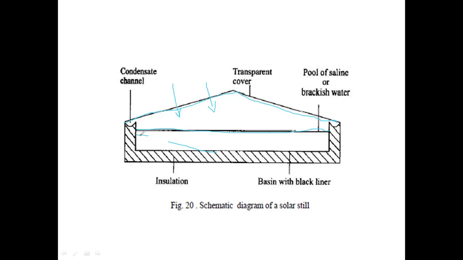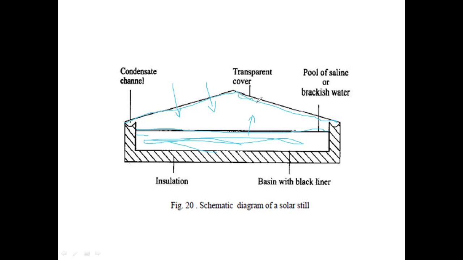As the solar radiations are absorbed, the heat energy increases the temperature of the water in the pondage area. The water stored in this pool area or this pondage area gets its temperature increased, and it results in the evaporation of water. And as the evaporation starts, the water vapors get condensed on the lower side of the transparent cover.